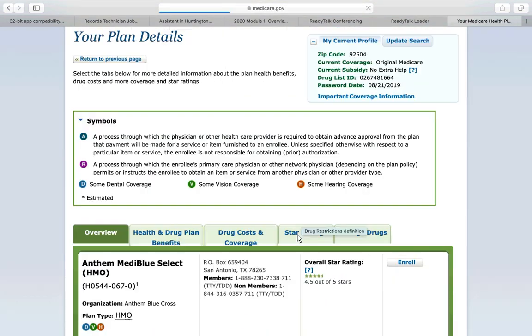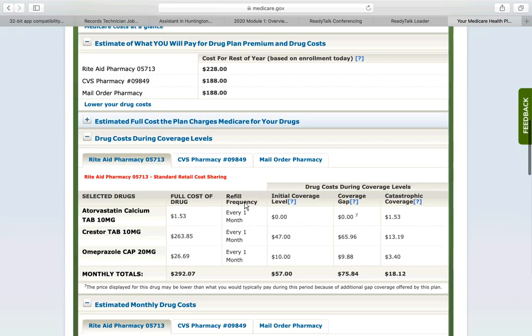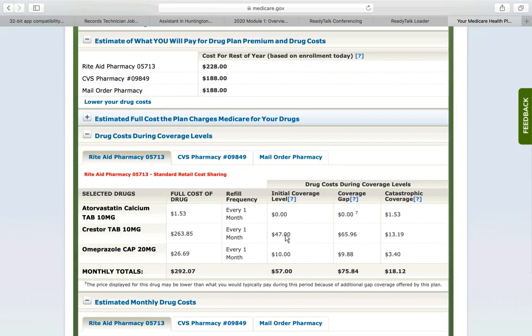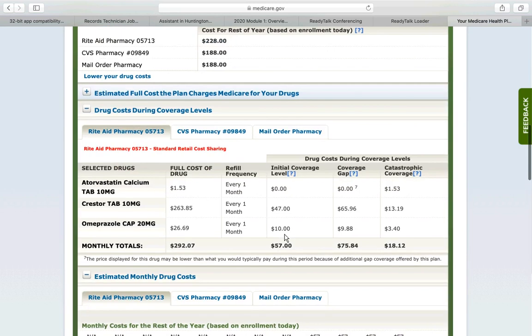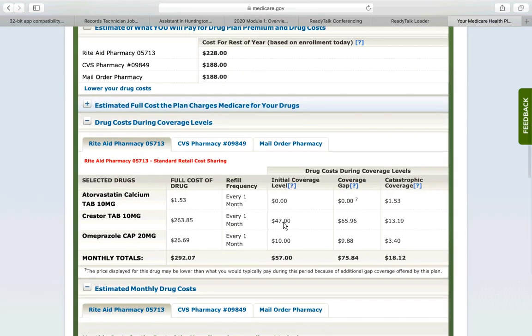They're covering Crestor at a $47 copay, which is less than the $75 that Central Health Plan would have to get it authorized for. Well, likely this drug is still going to have to get authorized, but it is in their formulary, so it's going to be easier to get authorized. Whereas with the Central Health Plan, the client may have to request a formulary exception so they cover the drug.